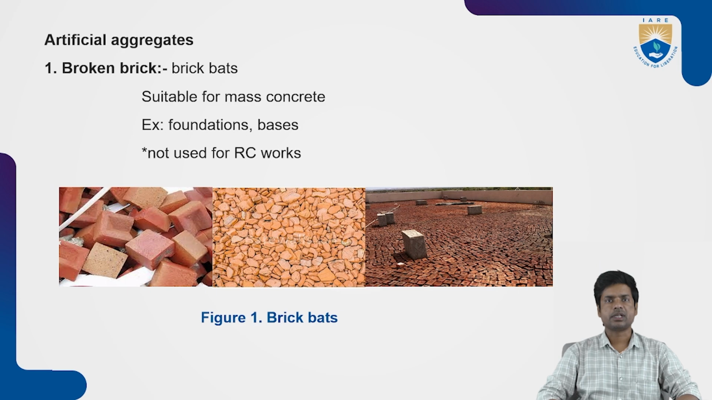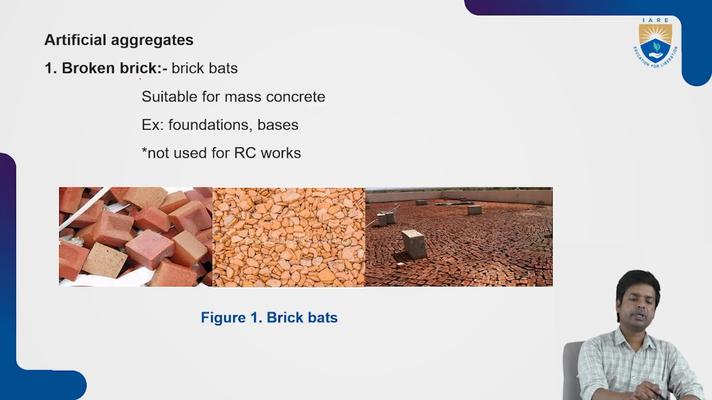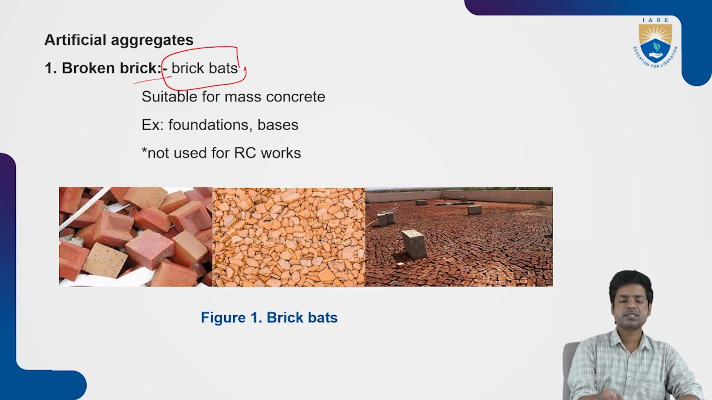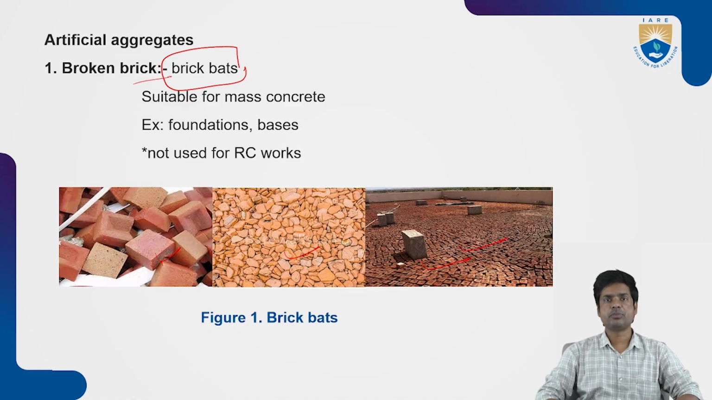Next one, artificial aggregates. Artificial aggregates are nothing but aggregates we manufacture by using different materials. The first one is broken brick, also called brick bats. These are nothing but small pieces of bricks, you can see in this picture. During construction, or while placing or transporting, some bricks may be broken into pieces. Those pieces are also used in construction, and are suitable for mass concrete.